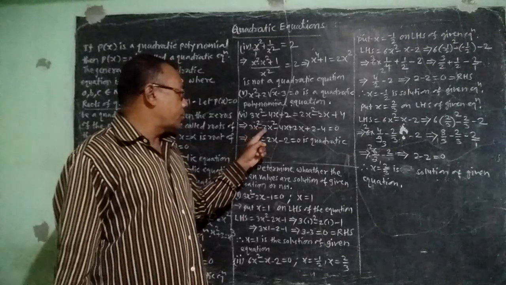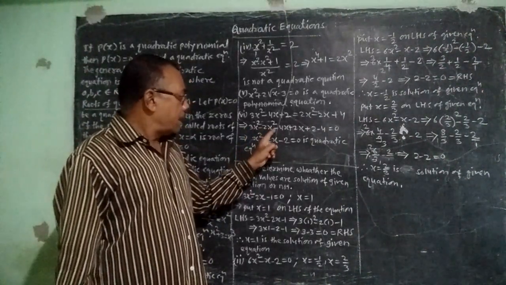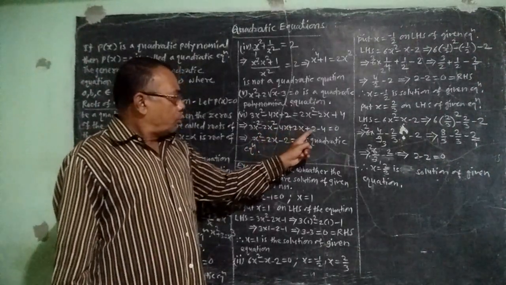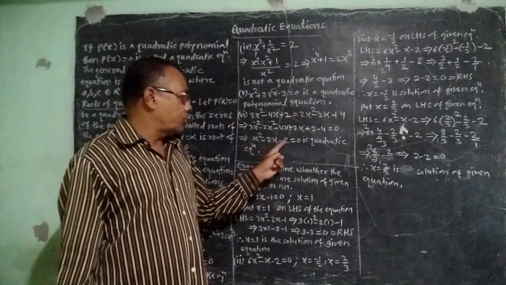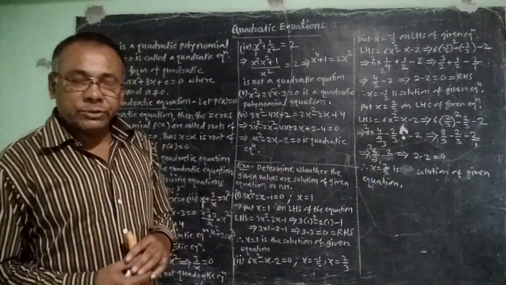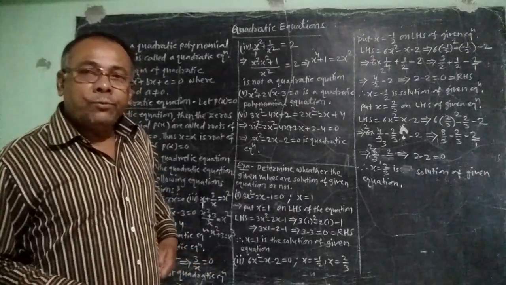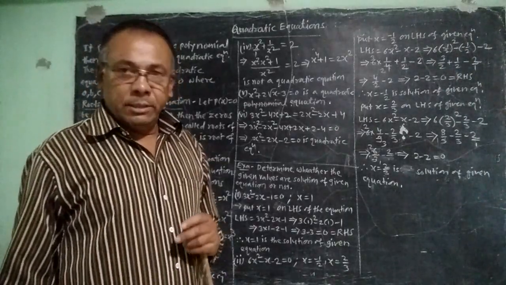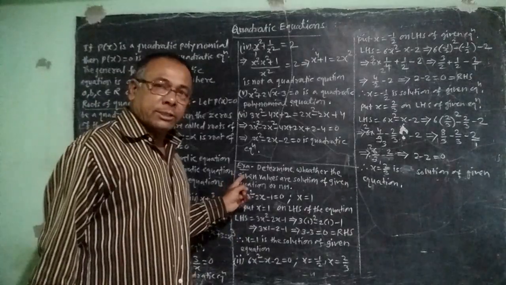Here 3x square minus 2x square will be x square. Then minus 4x and plus 2x will be minus 2x. 2 minus 4 will be minus 2, and therefore x square minus 2x minus 2 is equal to 0 is a quadratic equation. So in this way we have identified the quadratic equation from the given equations. Now we will solve the next example.